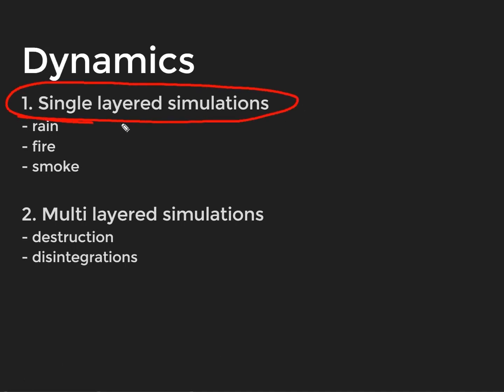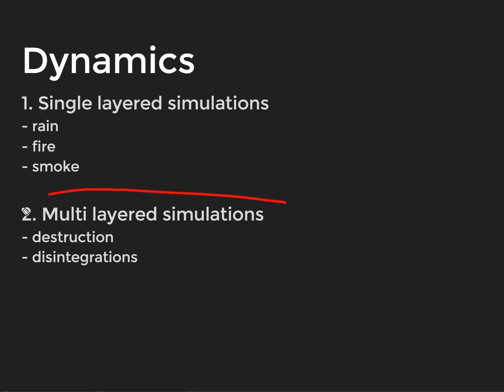We're going to have single layered simulations and then multi-layered simulations. Single layered stuff is going to be like rain, fire, smoke, things where the simulation isn't interacting with other simulations, right? Multi-layered simulations are going to be like explosions, destruction, disintegrations. If you have a building collapse, for example, you're going to have all those rigid bodies, the actual geometry animating, and the geometry is going to drive smoke and dust and debris. So that's going to be more multi-layered.